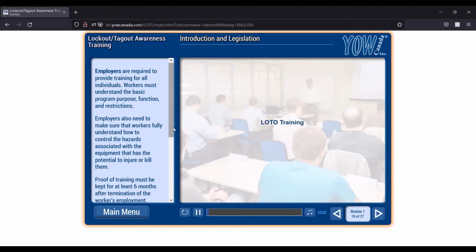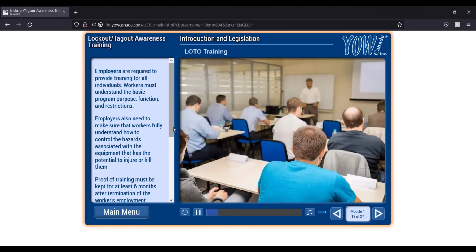Loto Training. Employers are required to provide training for all individuals. Workers must understand the basic program purpose, function, and restrictions. Employers also need to make sure that workers fully understand how to control the hazards associated with the equipment that has the potential to injure or kill them.